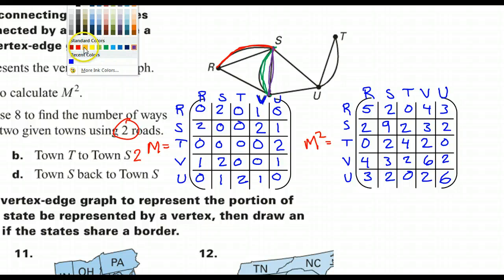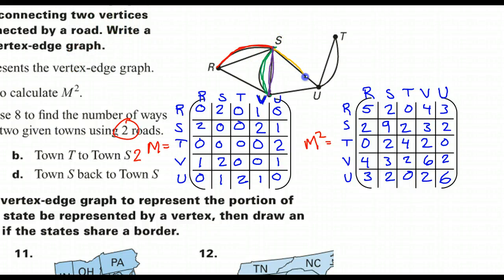Okay, what else? Or I could go from S to U and back. Okay, so that's what, I took one of them off again. We went from S to R and back. So there I've showed you 1, 2, 3, 4, 5 of the ways. What else? From S back to S.